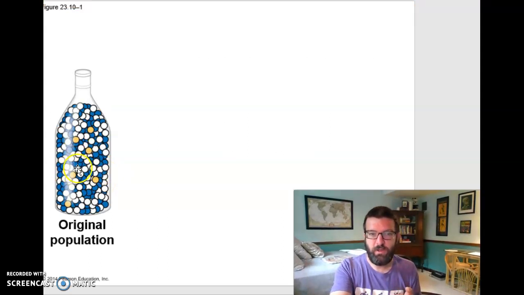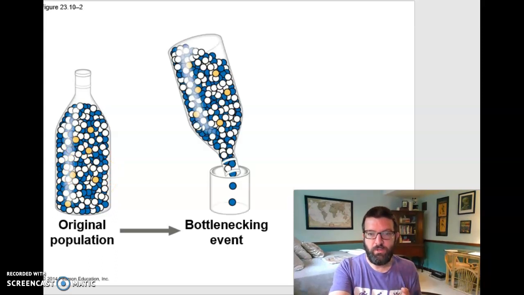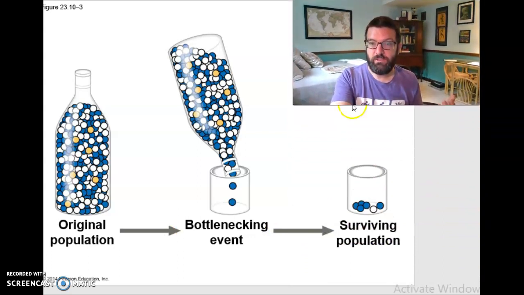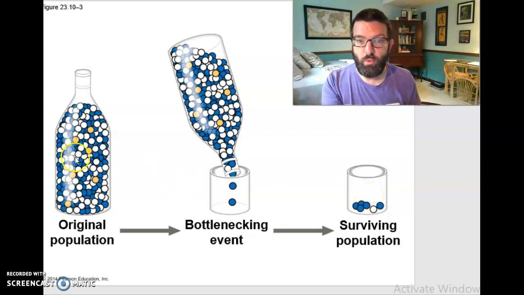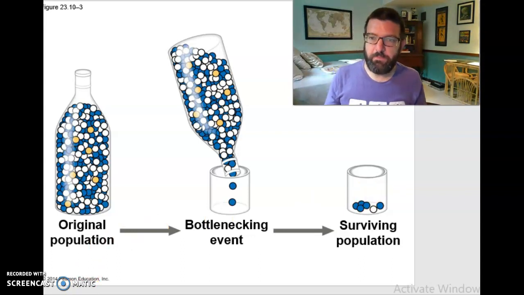So here's our original population. Now, when you randomly figure out which individuals survive that large event, they may or may not represent what allele frequencies you saw in the original population, right? In this case, our surviving population looks significantly different. There are more blue individuals here than there were in the original population. There are no yellow individuals left in the surviving population. And this surviving population is small and so more susceptible to genetic drift.